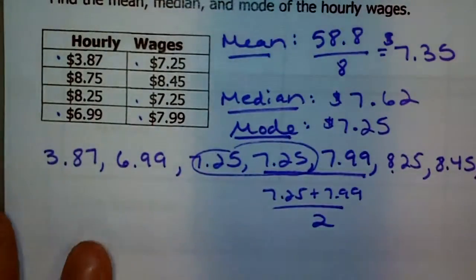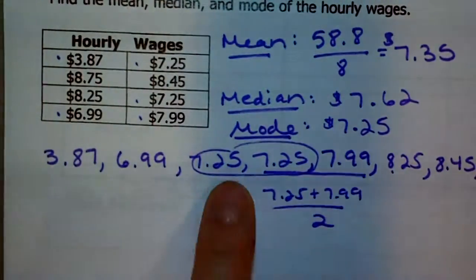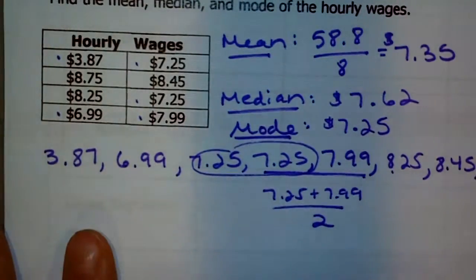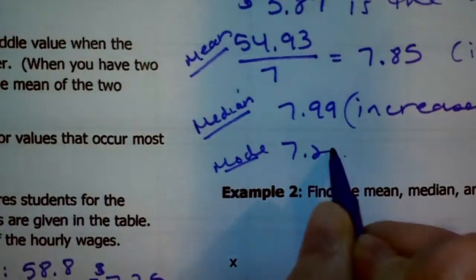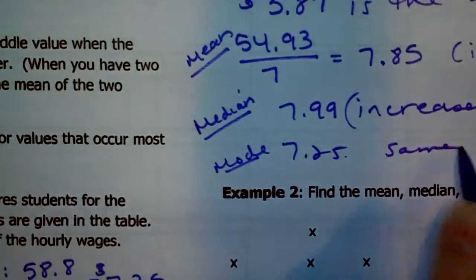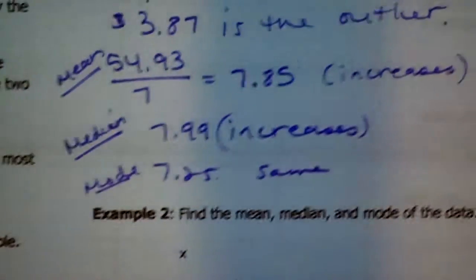The last measure of central tendency is the mode. And if we look back at our data set, if you take out the $3.87, $7.25 still appears twice, and all the rest of the numbers appear once. So the mode is still $7.25. It stayed the same.